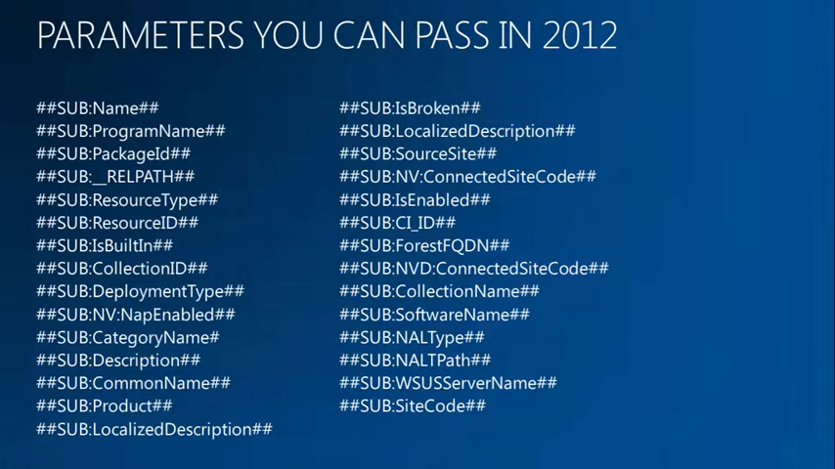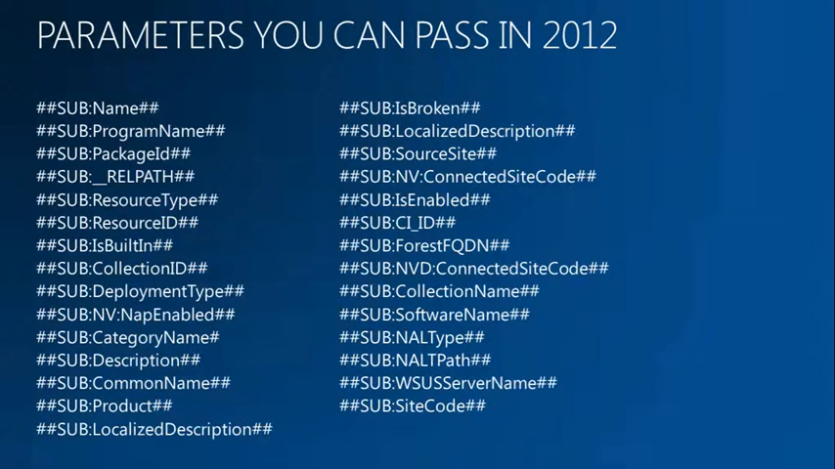The standard ones are still there: your name, NetBIOS, package ID, package name, program name, and so forth. New things that you see are, for instance, deployment type, because they have the new app model we have to be aware of.